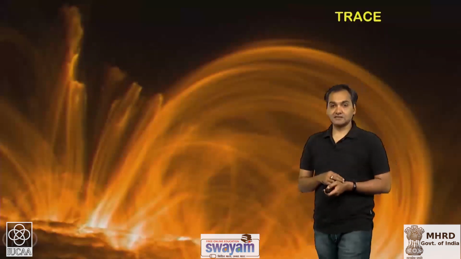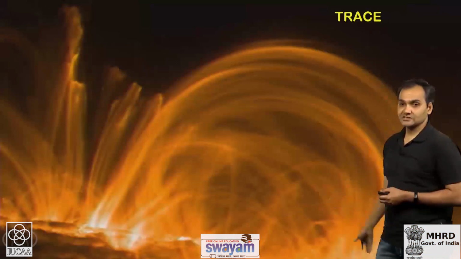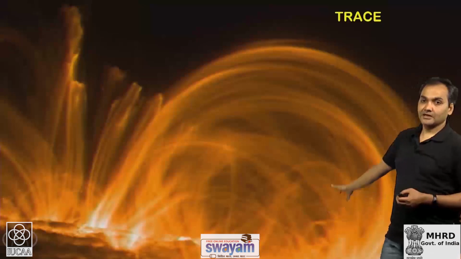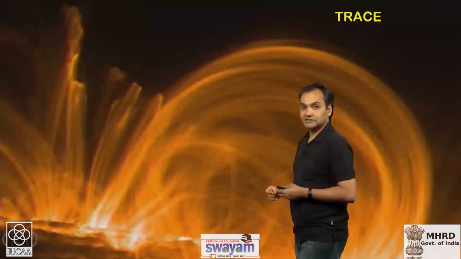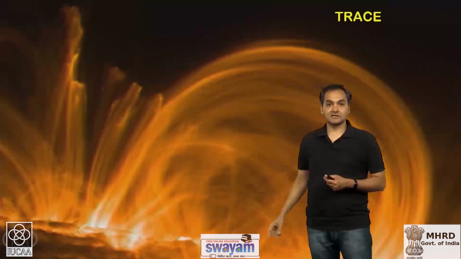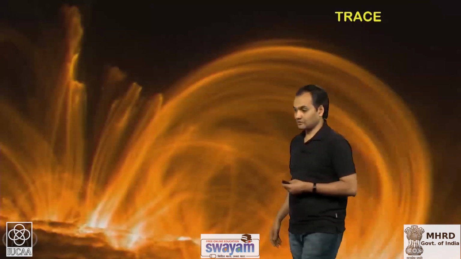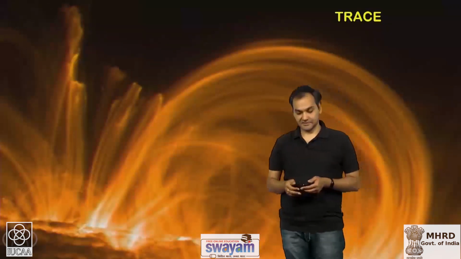Now, in the upper transition region, you also see a different kind of loop structures, which you can also call coronal. This is taken in iron 9, which is just below a million degrees Kelvin, and what you see is that these are structures which are hundreds of megameters long, sitting on the surface of the sun, protruding into the solar atmosphere.